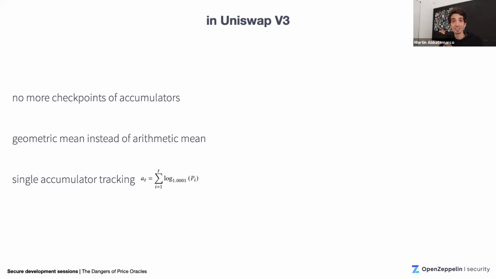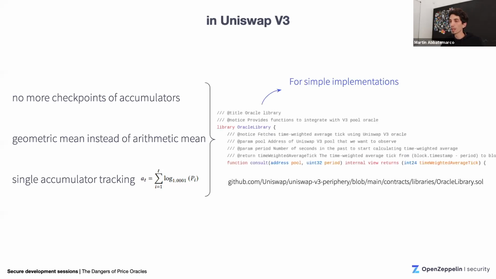And now you can actually use the reciprocal of the prices just because they're using the geometric mean instead of the arithmetic mean. And there are practical and theoretical reasons for that. You can read the white paper of V3. There's lots of content and specific things about that. If you want to go into specifics, you will see that the actual accumulator is tracking the sum of the logarithm of the prices for some additional reasons that I won't get into in detail. You should be reading that if you're integrating with this, but there are libraries that can help you query this. For simple implementations, there is this Oracle library that you can use.